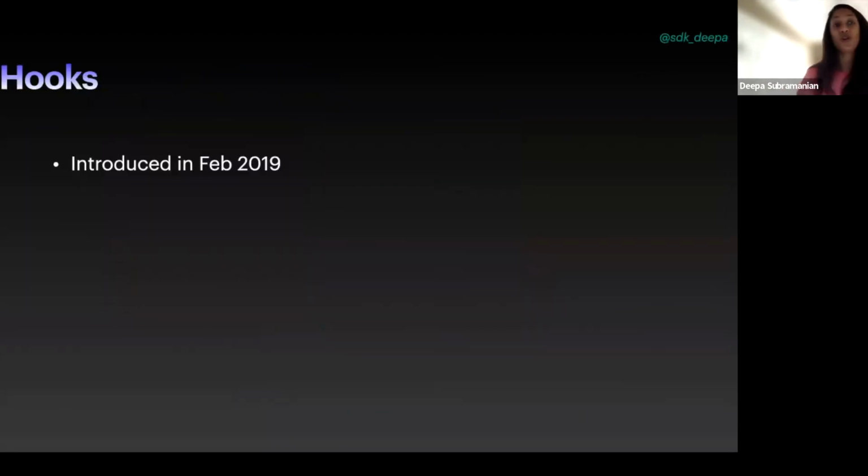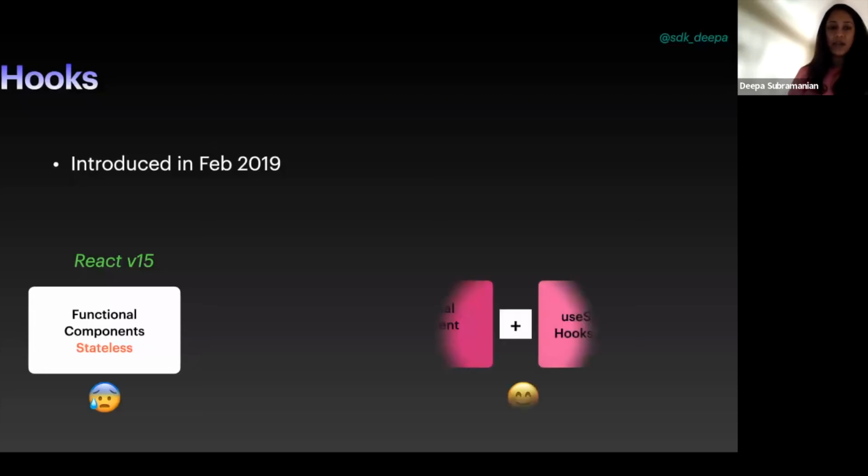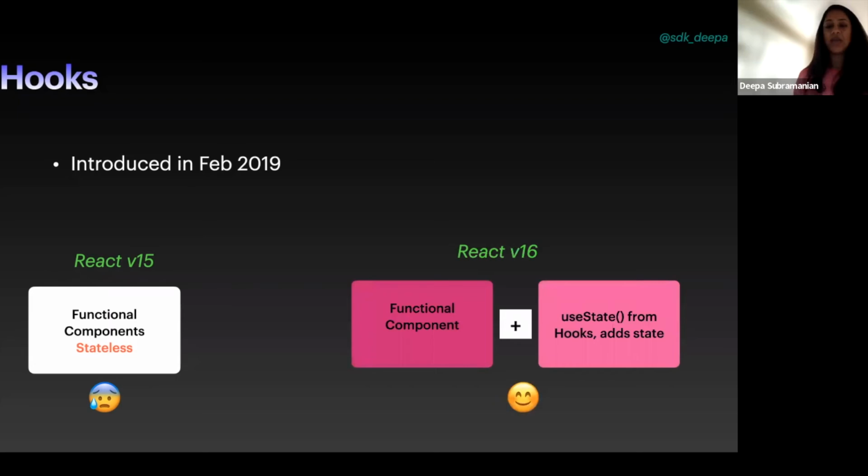Now, let's move on to hooks. Hooks got introduced in 2019. This is a very recent feature of React. Earlier, before version 15, we had something called a functional component, which was stateless. So what do hooks do? Hooks help us to add a state to a functional component using some methods. One of the methods is useState. There are also other methods available with this API, but we are going to be seeing only useState here.